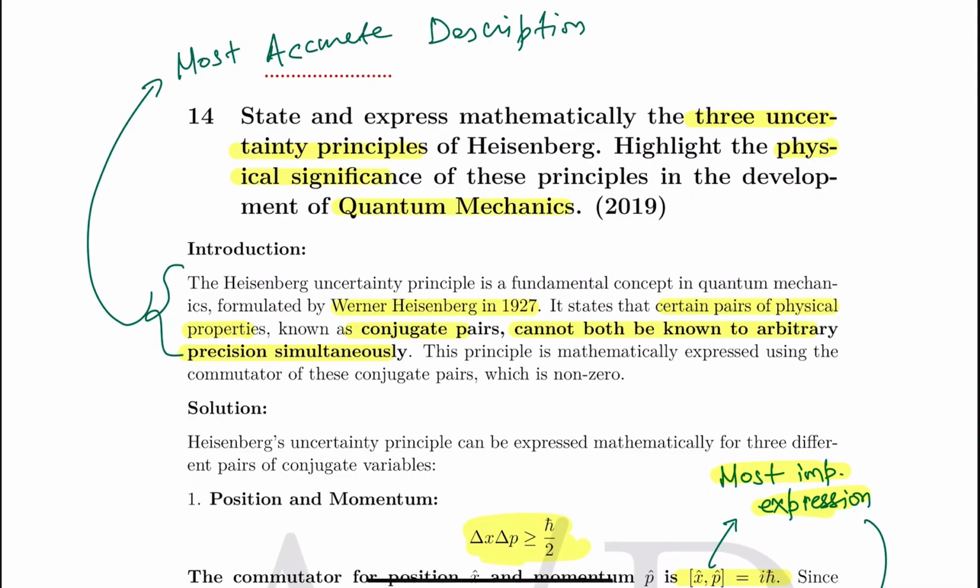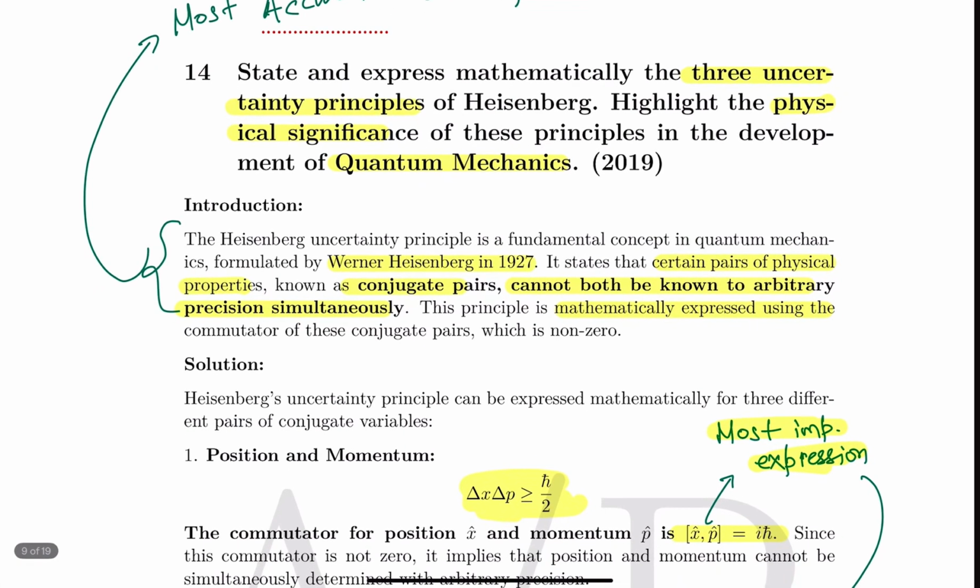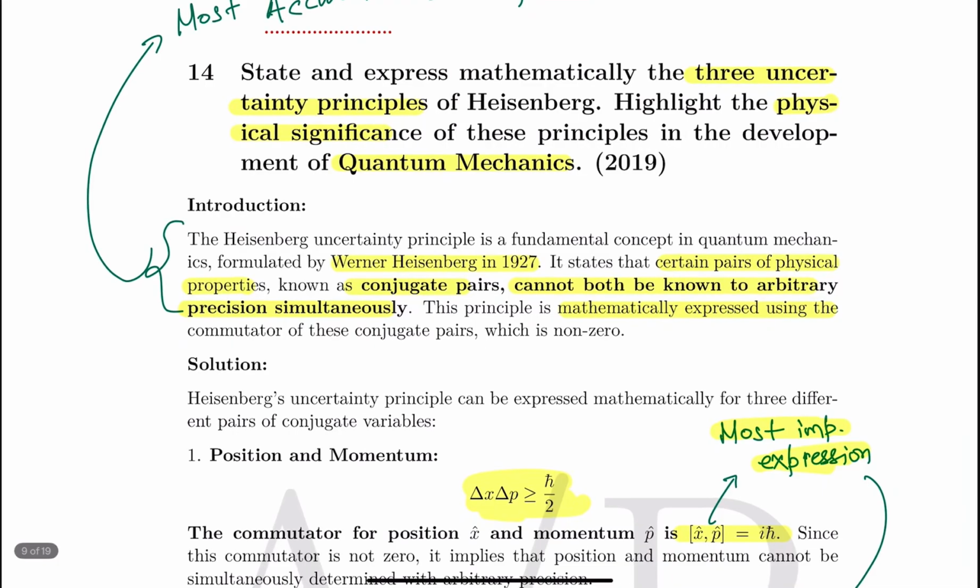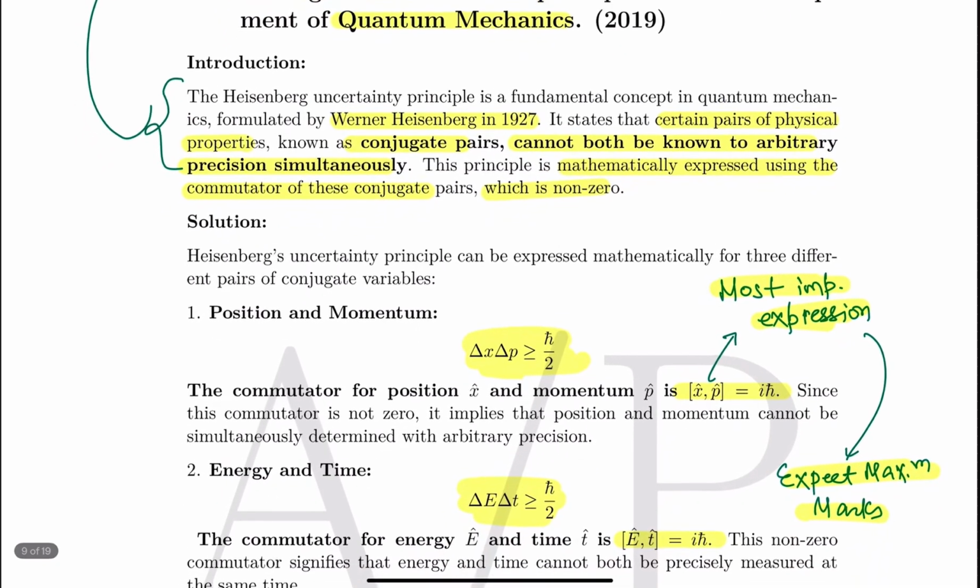And mathematically, using operator or commutator algebra, you could describe that the commutator of these conjugate pairs is non-zero. Because it is non-zero, you cannot measure those quantities with infinite accuracy at the same moment simultaneously.